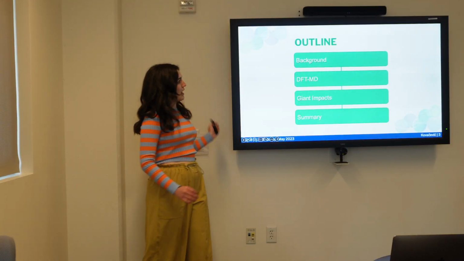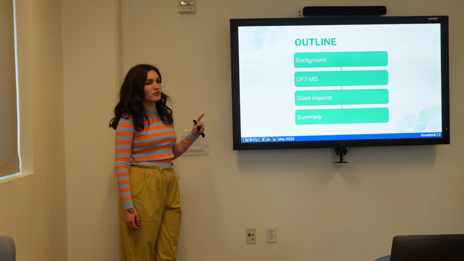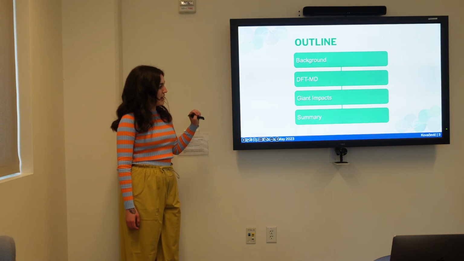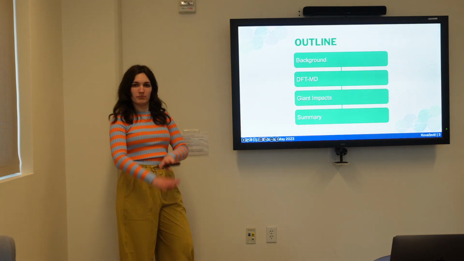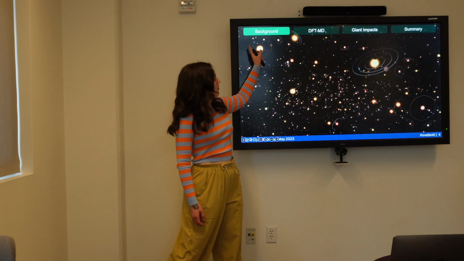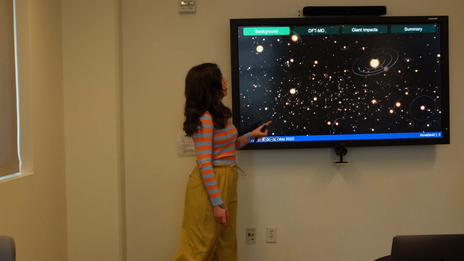Today, I'll start with a quick outline of my talk. I'm going to start with the background, go over some DFT molecular dynamics, go through giant impacts, and then finally I'll summarize all of the work. So let's begin with the background. This little ribbon at the top is going to let us know where we are in my talk.